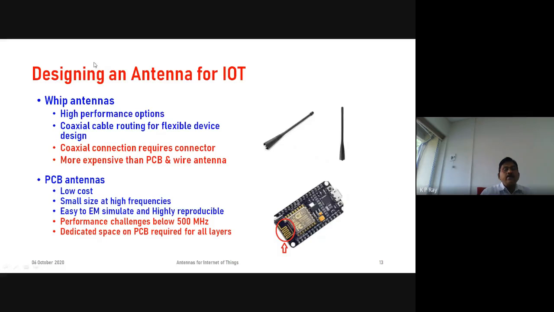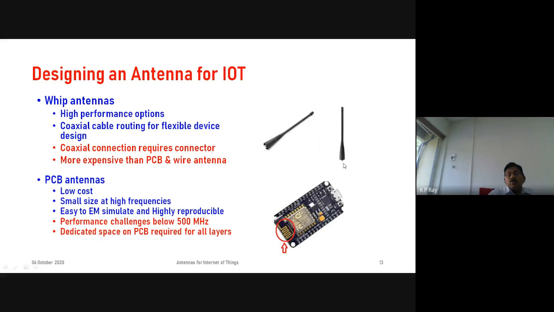Then you can have the whip antenna. These are nothing but loaded monopoles. They are loaded so that you are able to reduce this length, and they are highly cost effective. You can have very good performance because they protrude out, so they see a clear free space environment, and you can directly feed them coaxially.